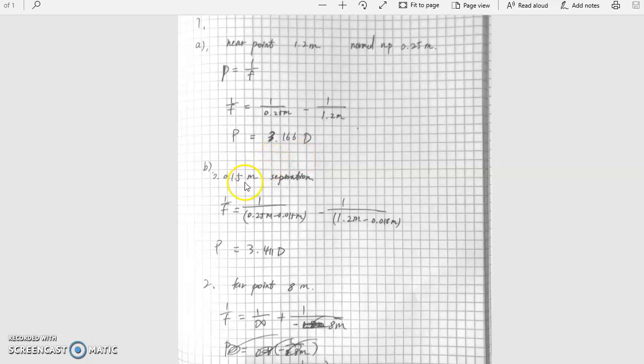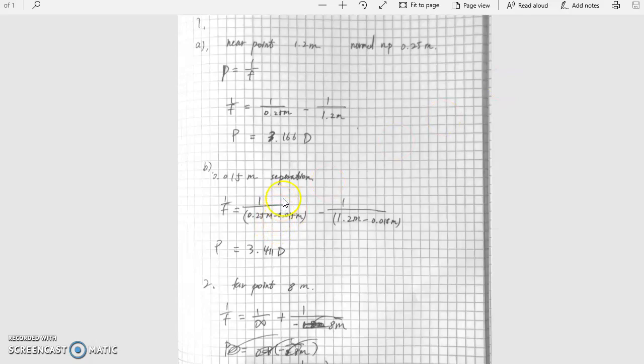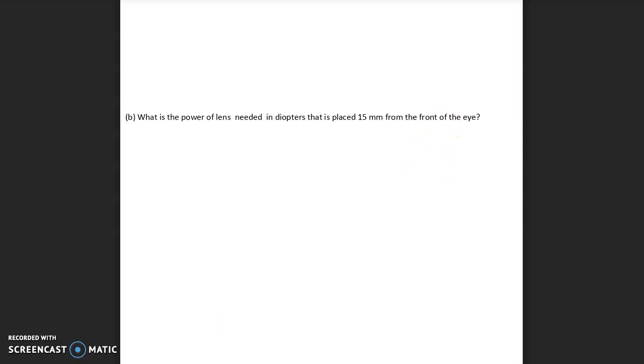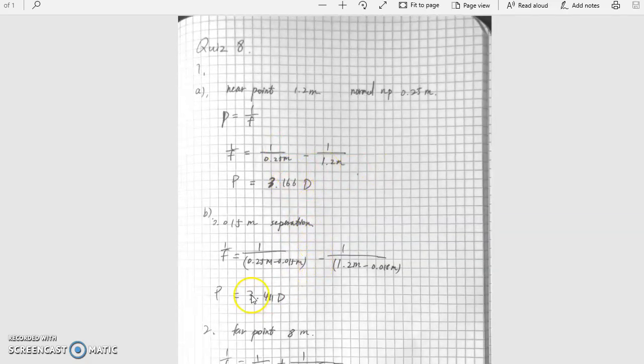In problem B, we do the same thing, except that I believe it's telling us that the contact lens is 15 millimeters away from the eye. So that means we only have to subtract 0.015 meters from this equation to get a new value of the power. So it would be 3.411 diopters.